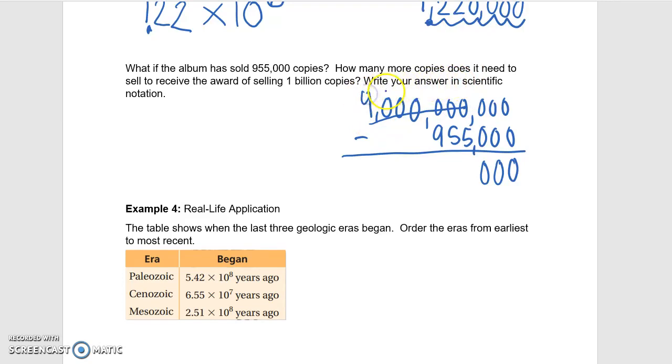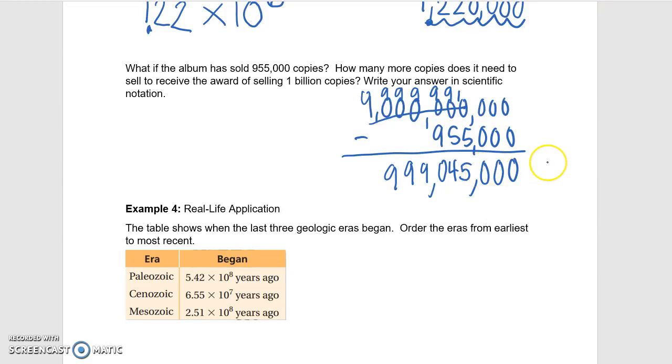So that becomes a 0, 9, 9, 9, 9, 9, and 10. And now I have the numbers to subtract from. So 10 minus 5 is 5, 4, 0, 9, 9, 9. So we're going to need to sell 999,045,000 more albums to get to 1 billion album sales. So that number is the number we're going to write in scientific notation.